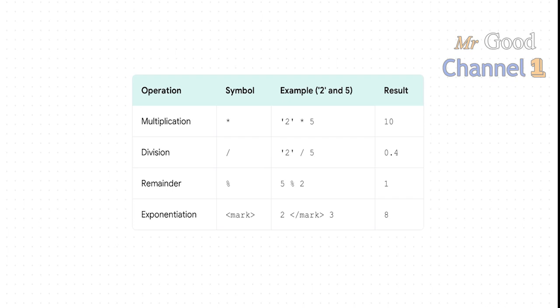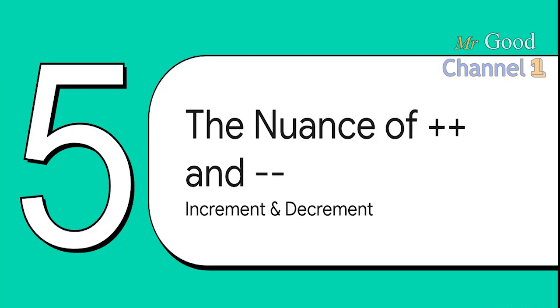Take a look at the table. If you multiply the string "2" by the number 5, you correctly get 10. Same with division. These guys will always try to do the math, so you don't get any of those surprises you get with the plus sign. Let's move on to something a little more subtle.